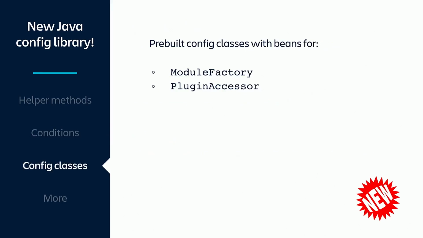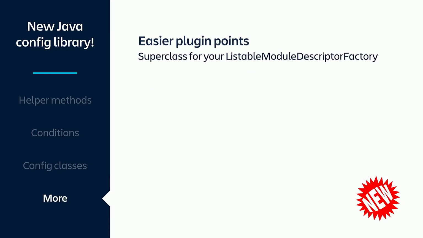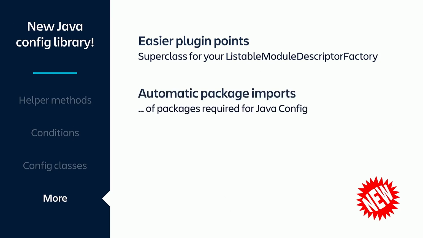We provide some pre-built configuration classes that bring in the module factory from the product and also the plugin accessor. We really chose these two because they're the things you're going to need if you're defining a module descriptor factory. So if you're defining a new plugin point, you might find it handy to import these configuration classes just to get the module factory. Or you could just write your own import OSGi method for that. It's just the same as the other ones. There's a few other little odds and sods. It's easier to write a module descriptor factory because we provide a convenient superclass that does that for you. The library will automatically generate some package import statements that you need in order for all of the Spring Java config to work, and I'll explain what they are in a later slide. But if you use our library, you get those imports for free.